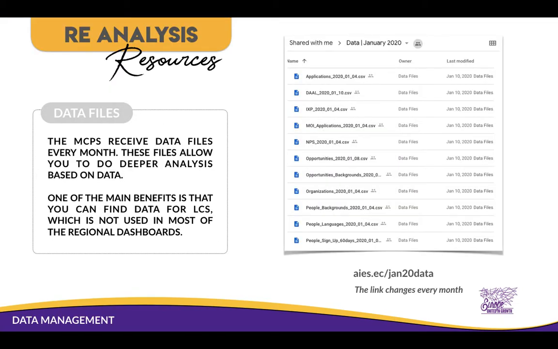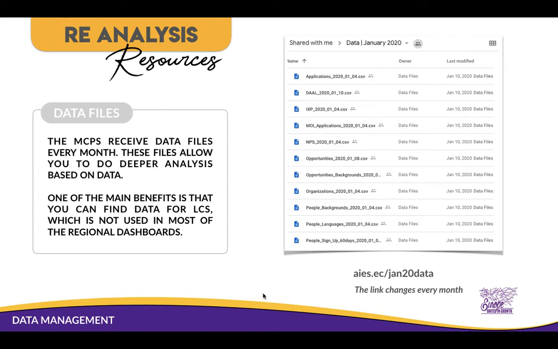So, of course, we have the data files. The files are sent to the MCPs every month. So every month this link is changing, but you just need to change the initials of the month to gather the new one. These are supposed to be shared with the MCPs, but if you don't have it, or if you need it more frequently than on a monthly basis, you can ask the regional office and we can also share that with you.